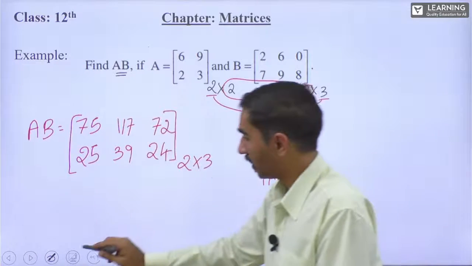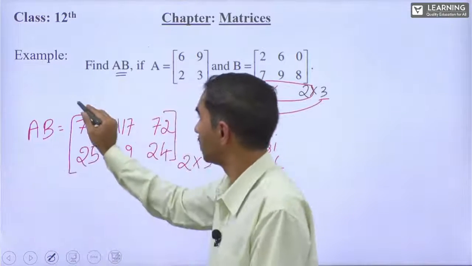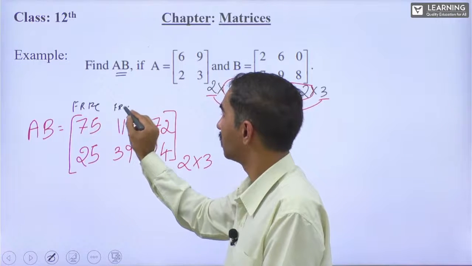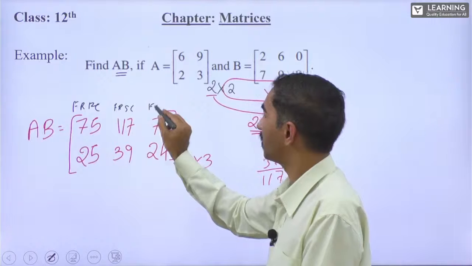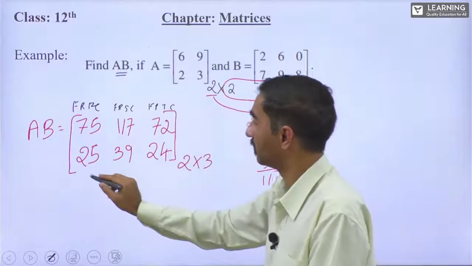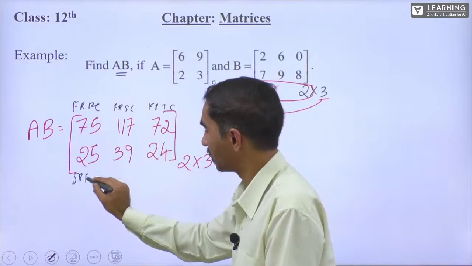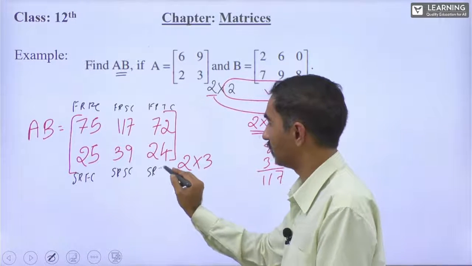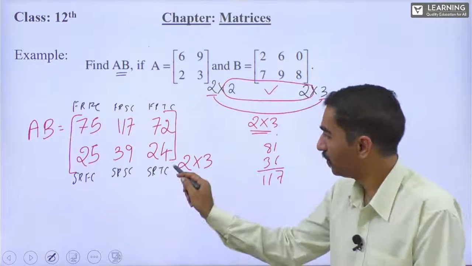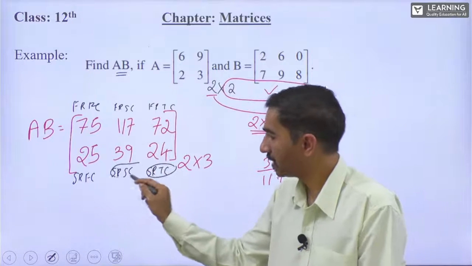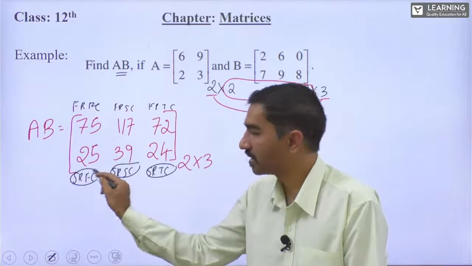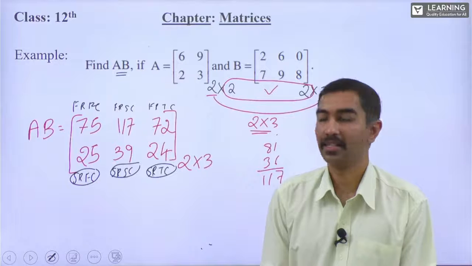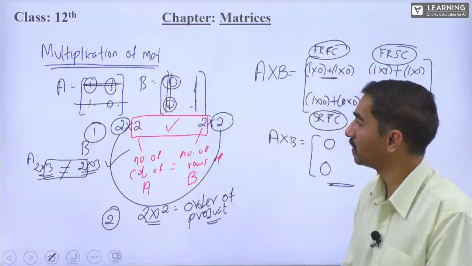Understanding? So if we have to write something above all these elements: first row, first column; first row, second column; first row, third column; second row, first column; second row, second column; second row, third column. How did we get these elements? We got the elements by multiplying this row and this column respectively. So this is all about what? Matrix multiplication. So again, just a recap, students.